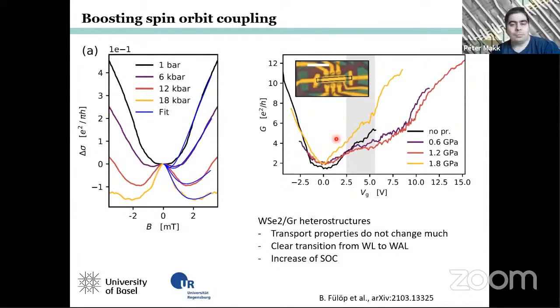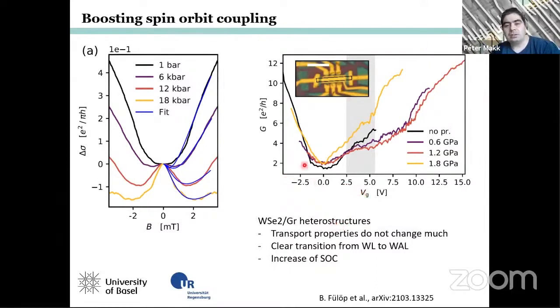So we have previously shown, together with a group of Christian Schönenberger in Basel, that if you place graphene on tungsten selenide, then you can induce in graphene a proximity spin orbit coupling. And we studied this proximity spin orbit coupling with localization measurements. And now what we have done is that, on a sample which originally did not show really signs of proximity spin orbit coupling, we applied hydrostatic pressure.